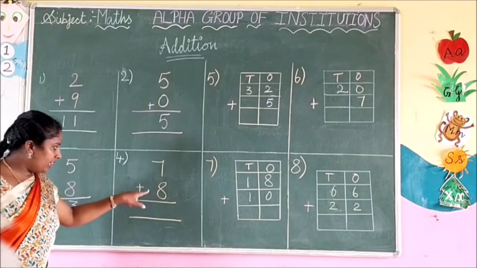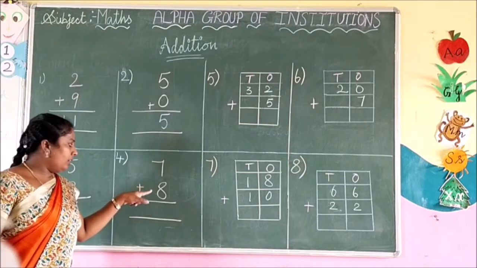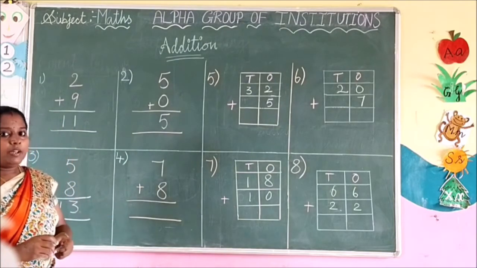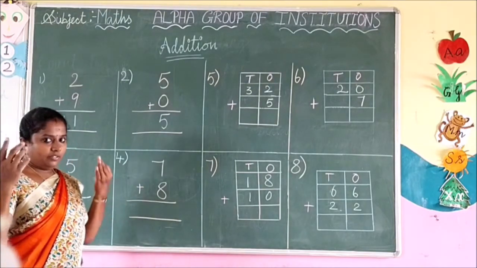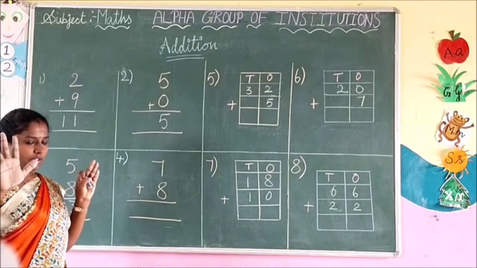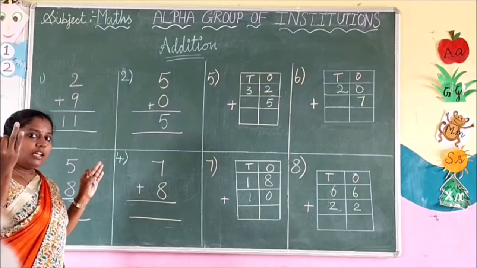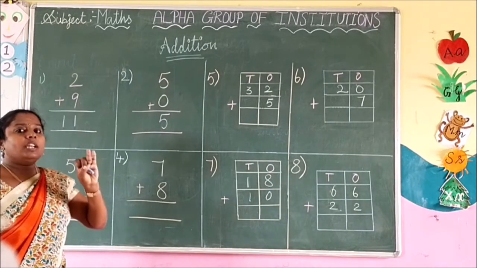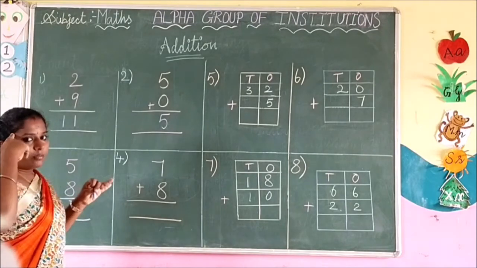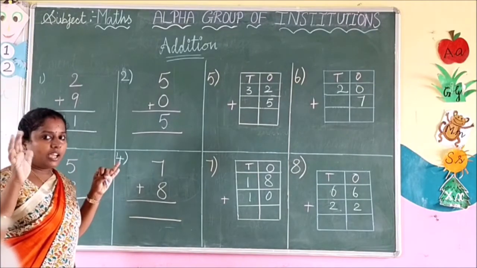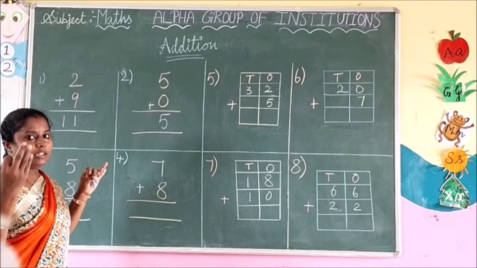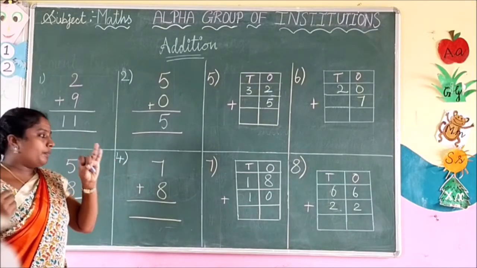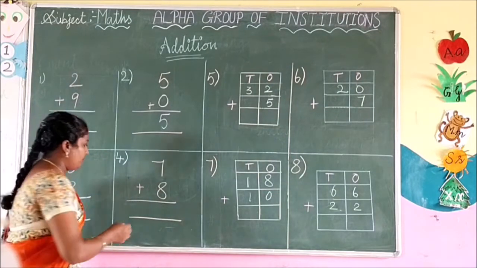So here, 7 plus 8. We can keep 8 in the mind, 7 in the finger. After 8, 9, 10, 11, 12, 13, 14, 15. So 7 plus 8 is 15.